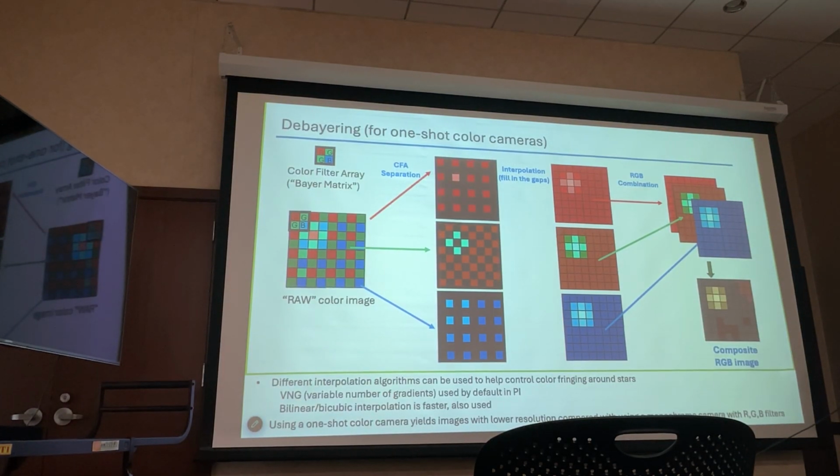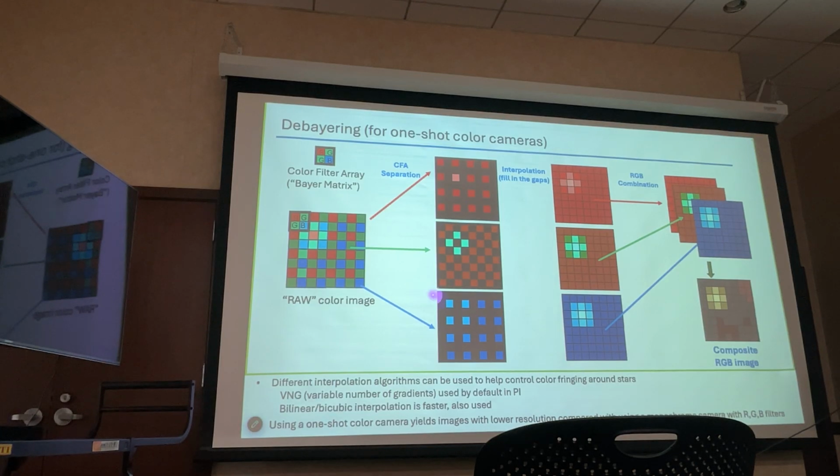For one-shot color cameras, a one-shot color camera is made by taking a monochrome camera and having a set of 4 color filters, 2 greens, 1 red, and 1 blue. This is the so-called Bayer matrix, or a color filter array. So in processing, the image is actually an interleaved set of red, green, and blue pixels that represent the raw color image. So for color image processing, we have to go through a step of separating into effectively 3 different images, one representing red, one representing green, and one representing blue.